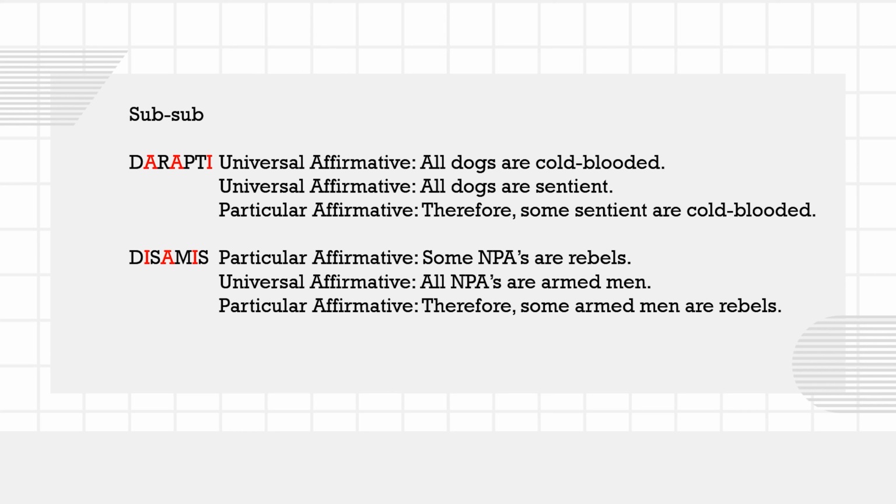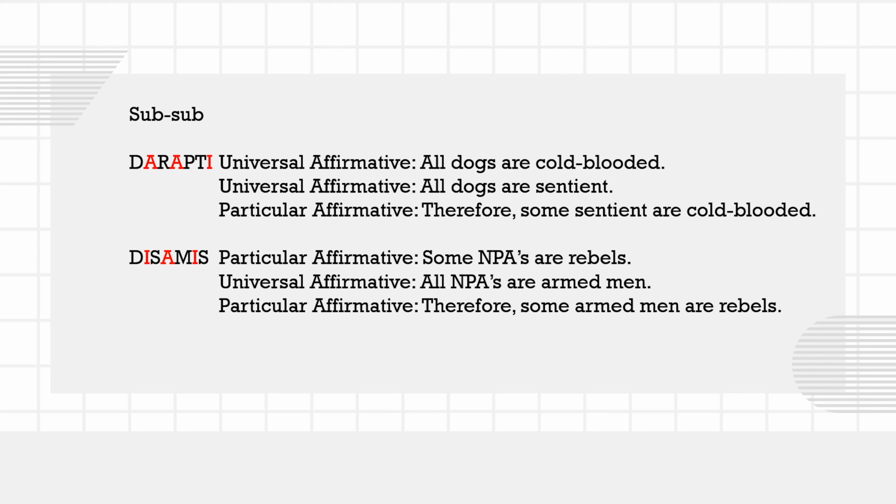This syllogism adheres to the principles of categorical logic, showing that if some NPAs are rebels and all NPAs are armed men, it logically follows that there must be a subset of armed men who are also rebels, as implied by the premises. Datisi. It is a valid form of categorical reasoning.